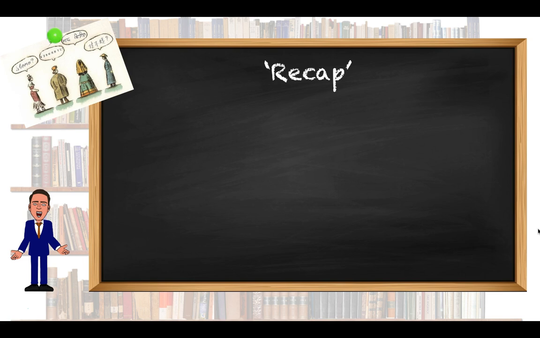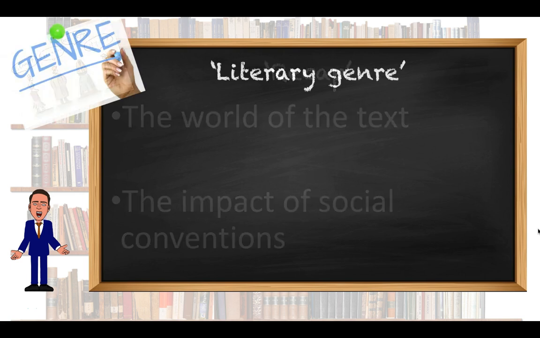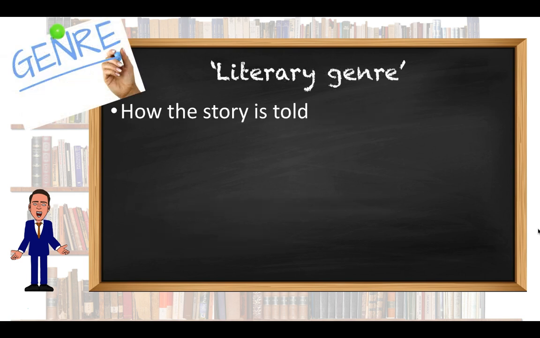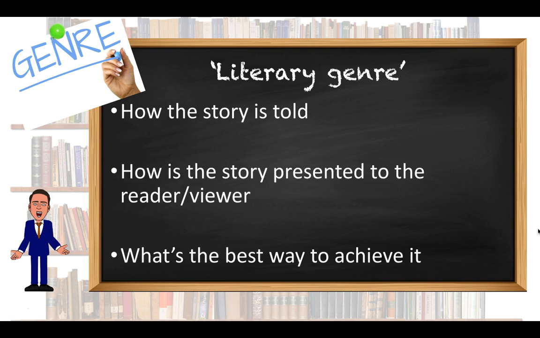So we've looked previously at cultural context and we've seen how that deals with the world of the text and the impact of social conventions upon the characters in the story. Literary genre, however, is all about how the story is told. This mode of comparison is about the nuts and bolts of presenting a story to a reader or a viewer and how best to achieve that impact. Let's look first at a couple of recent questions on this mode.